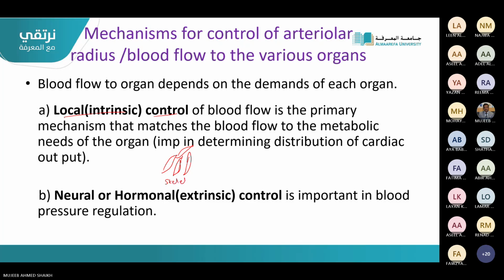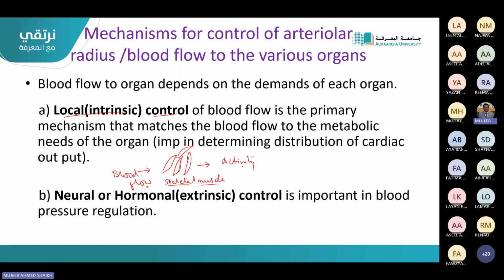Question. If skeletal muscles are contracting and relaxing, or exercising, what will happen to the blood flow? No answer? Are you with me? Increase.